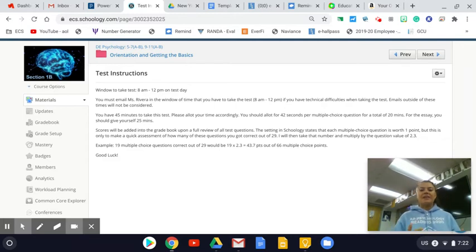You need to have studied, or else you'll get through maybe a small portion of the multiple choice before you need to be moving to the essay. The essay, you should give yourself about 25 minutes. So all that the parameter of the test says is you have 45 minutes. How you use those 45 minutes is entirely up to you.